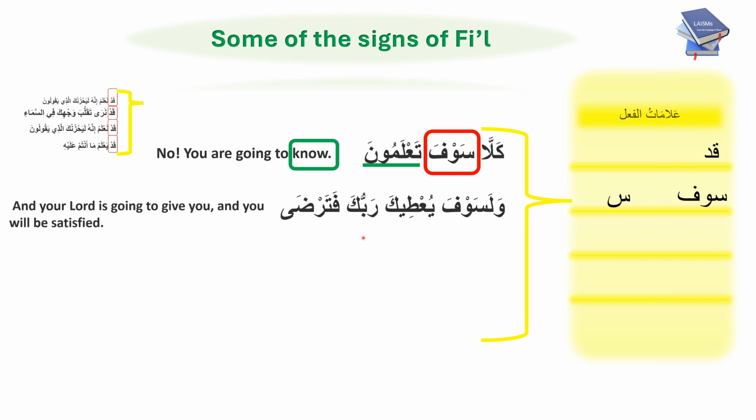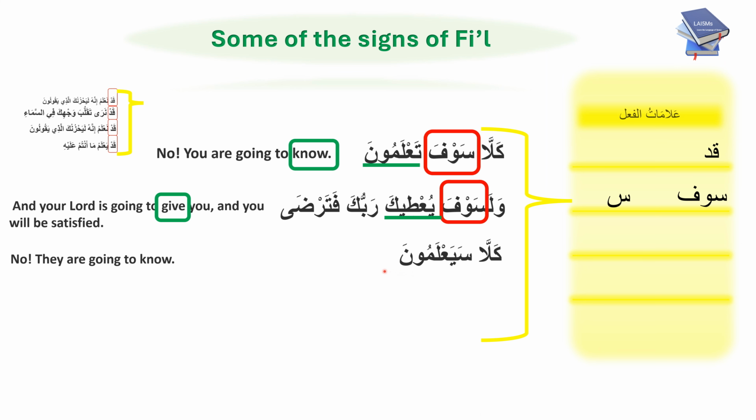وَلَسَوْفَ يُعْطِيكَ رَبُّكَ فَتَرْضَى. And your Lord is going to give you and you will be satisfied. وَلَسَوْفَ سَوْفَ يُعْطِيكَ. So because سوف preceded it, this has to be a verb, which is give. Allah subhanahu wa ta'ala is going to give you and you'll be satisfied. As to the Prophet sallallahu alayhi wasallam.